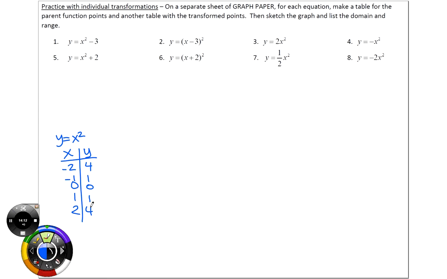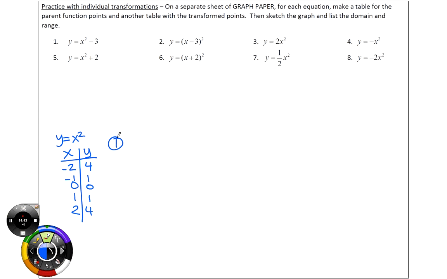So let's say I go to do number 1. What has changed about number 1 from the parent function? The -3, right? Is the -3 happening after you complete the function or before? So what I mean by that is your function is squaring. That's what a quadratic does, right? If you're doing something to x before you squared it, then you're going to have to change the x's.